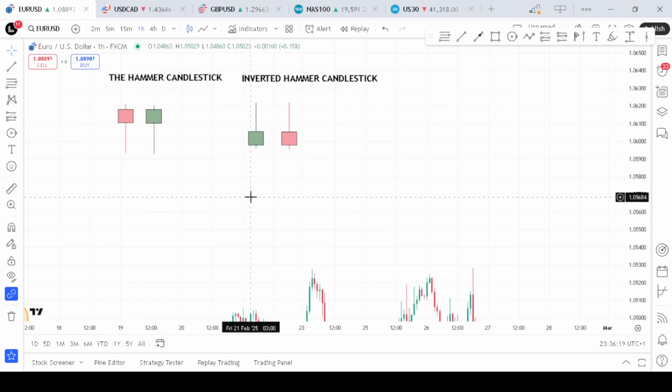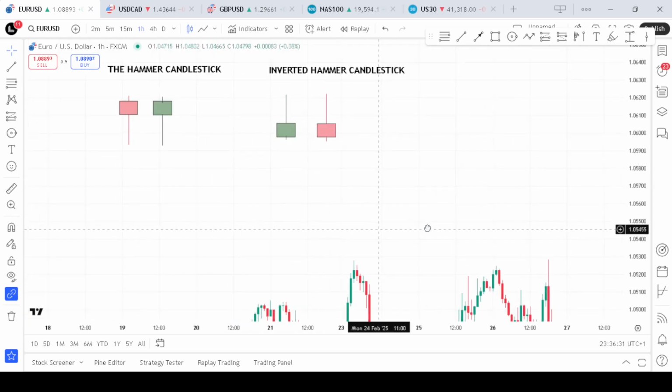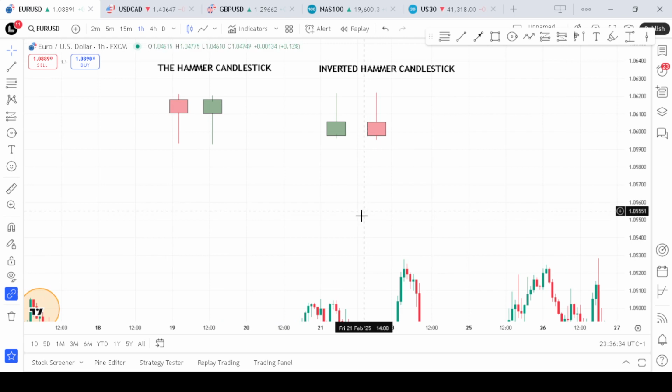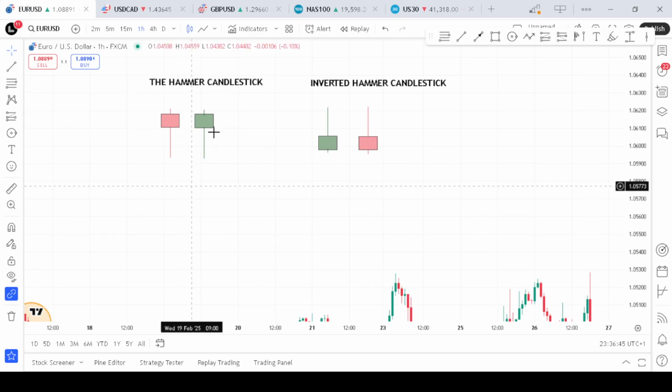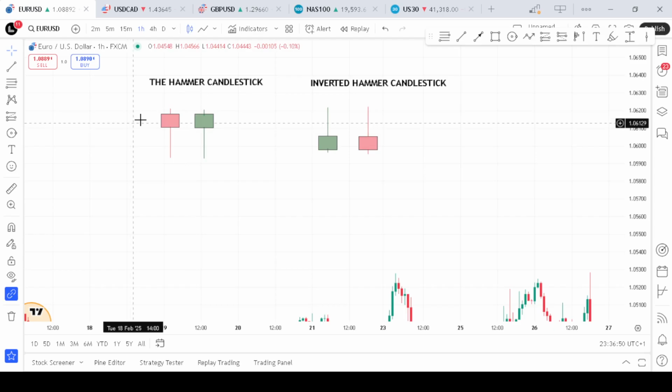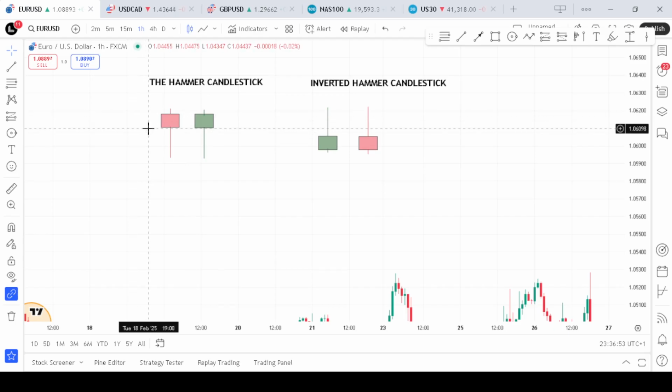Now let's look at some key differences between the hammer and the inverted hammer pattern. It is essential for us to know the key differences so that we know how to trade them and how to apply them to our charts. Remember, both of them are potential reversal signals, but they have distinct characteristics. The first characteristic is the appearance. The hammer has a small body at the top of the price range, and it has a long lower shadow.